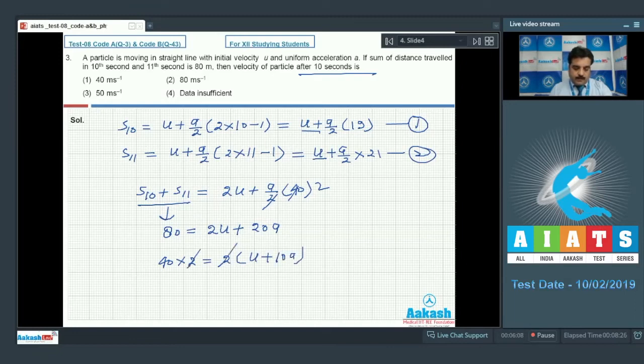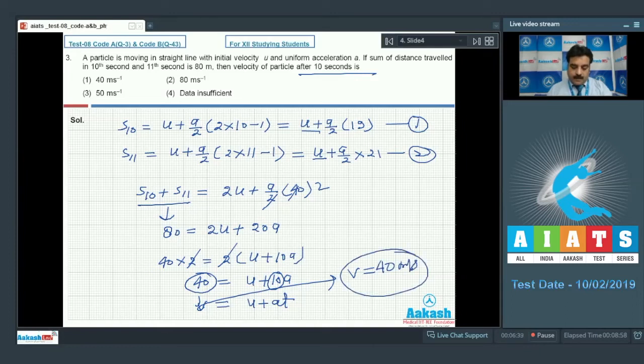So 2 will cancel. I have 40 = u + 10a. This equation, as per the given condition, I can compare with v = u + at. Right? So if I compare, then you are saying that after 10 seconds the final velocity is 40. So we can compare the value of the required velocity will be 40 meter per second. Finally, v is equal to 40 meter per second. This is how you can calculate the value. So my option number 1 will be the right choice.